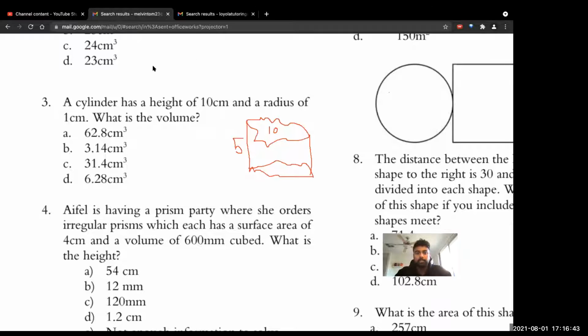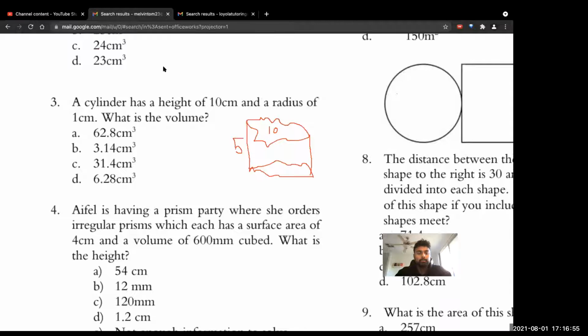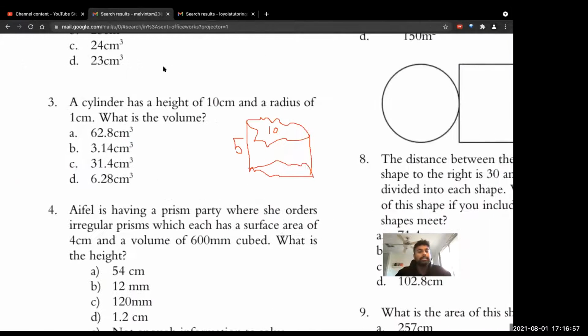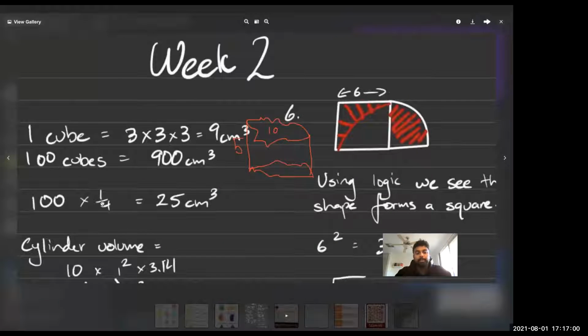Yes, Gayatri? You know, at first when he was showing us the answers for all the questions, question 2, you made a mistake too. Did I? Yes, you did. You did times instead of divide. Oh, it doesn't make a difference. I'm multiplying by a quarter. When you multiply by a quarter, it's the same as dividing by 4.